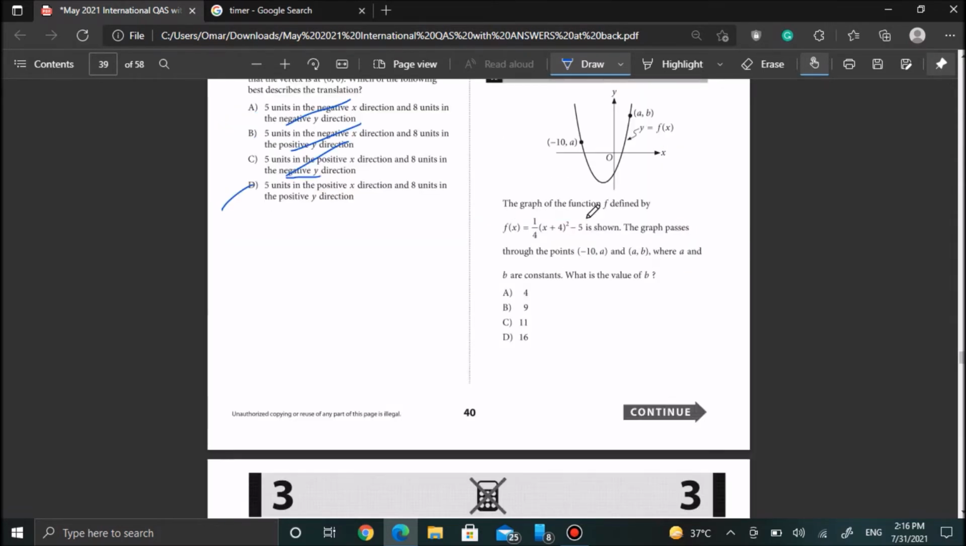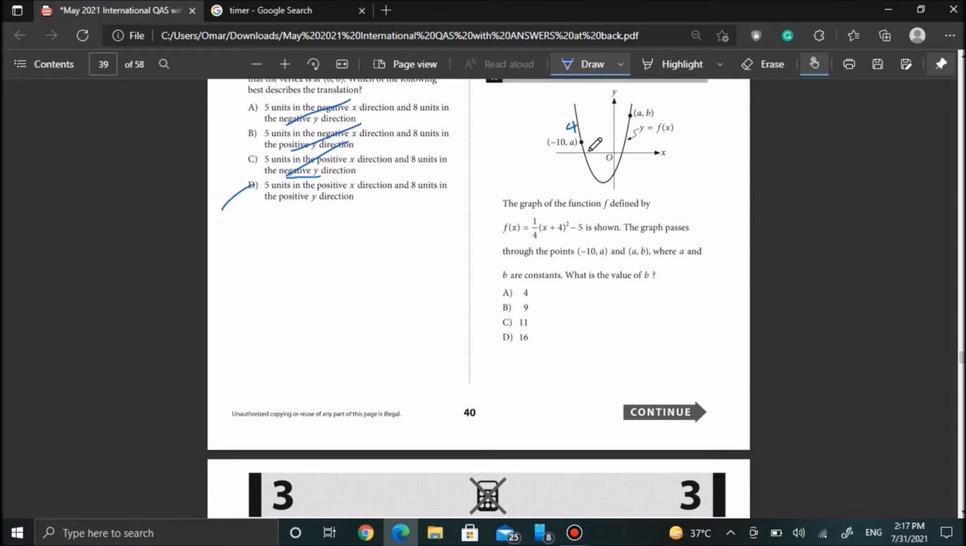Anyway, the graph of the function f is defined by this. The graph passes through the points where a and b are constants. What's the value of b? So first of all, let's take this negative 10. This point tells us that when you put x as negative 10, you'll get a certain value of y, which is a. So let's put x as negative 10. Negative 10 plus 4 is negative 6. Square that up, it's going to be 36. Divide by 4, it's going to be 9, because multiplying by a quarter is like dividing by 4. And then 9 minus 5 is 4. So a is equal to 4.